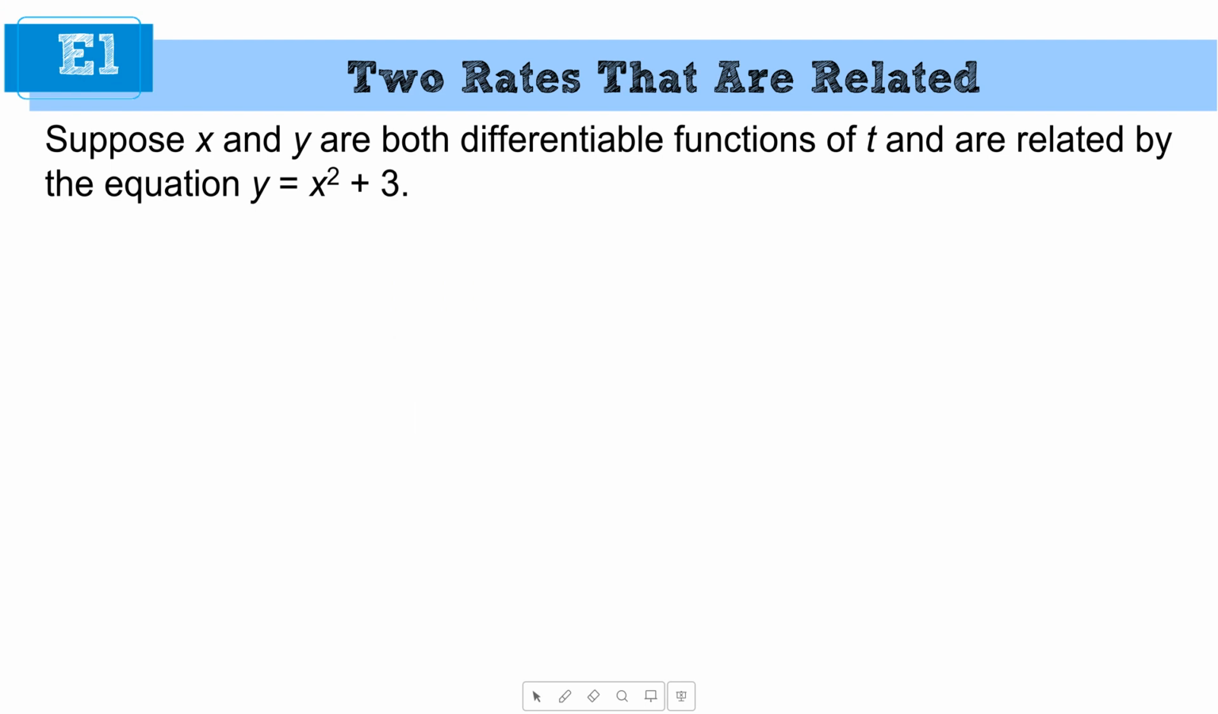Okay, so our first naked related rates. I just have a function, y equals x squared plus 3. It's a parabola shifted up 3. But everything in this problem relates to time. What does it mean when I say it's a differentiable function?